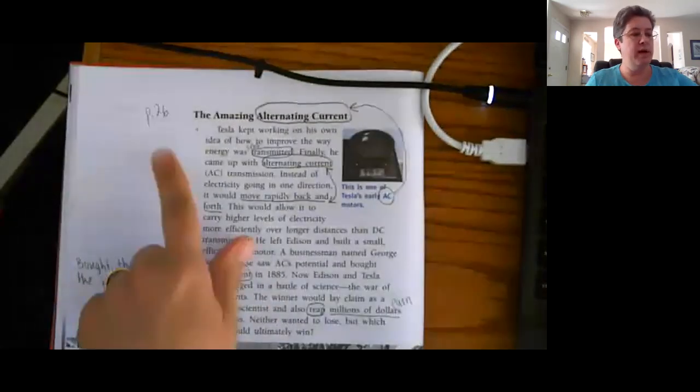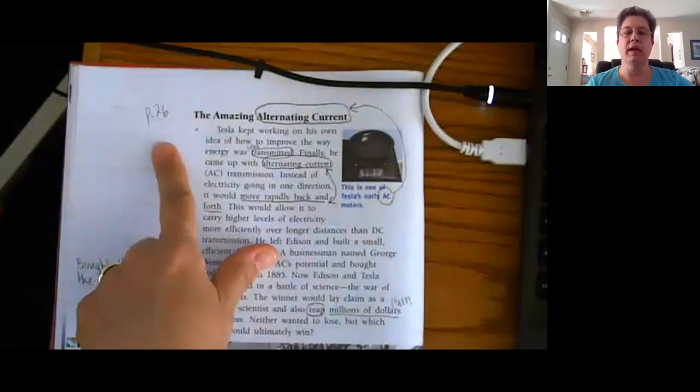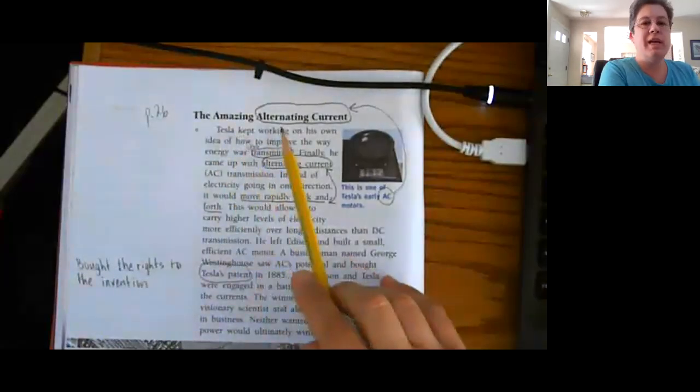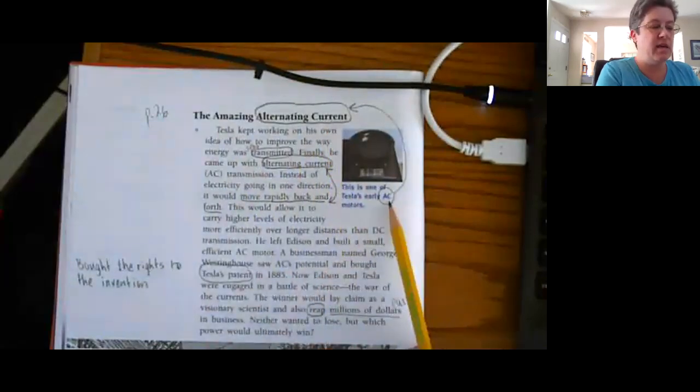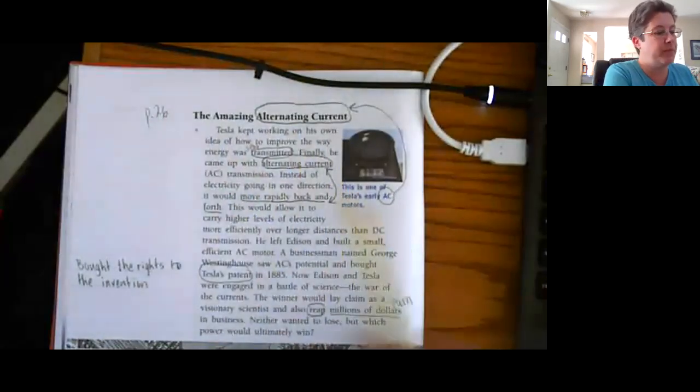Open up your books to page 27. And as before, I will do a first read, defining vocabulary, and then a second read where we look for key details in the selection. I actually started this video once before, so some of this has already been written in. This page is called The Amazing Alternating Current. Alternating current, or AC, is going to be defined with context clues later on in this paragraph.